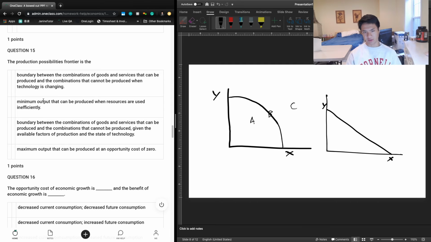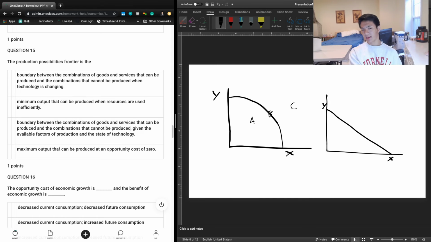Minimum output that can be produced when resources are used inefficiently. No. If you're on the PPF, you assume efficient use of resources. So that's not going to be right. Three, boundary between the combination of goods and services that can be produced and the combinations that cannot be produced, given the available factors of production in the state of technology. So yes, that is correct. You assume that there's, in the status quo, a certain amount of factors of production and a certain level of technology, and the PPF gives you the boundary for what can and cannot be produced, given that state. So that's going to be the right answer, probably.